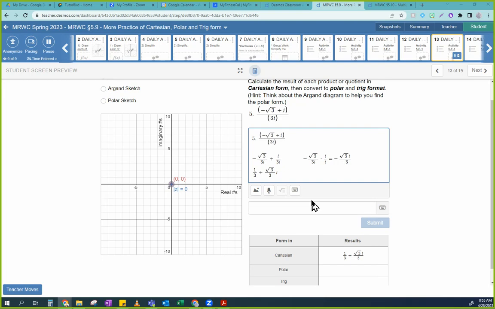Once you have it and you have it divided out, you distributed your division and now you have it in Cartesian. Going from polar to trig shouldn't be that bad. So I'm going to draw my drawings. I'm going to go 1/3, which is horrible because 1/3 is like that much. And then I'm going to go up √3/3, which is that much.